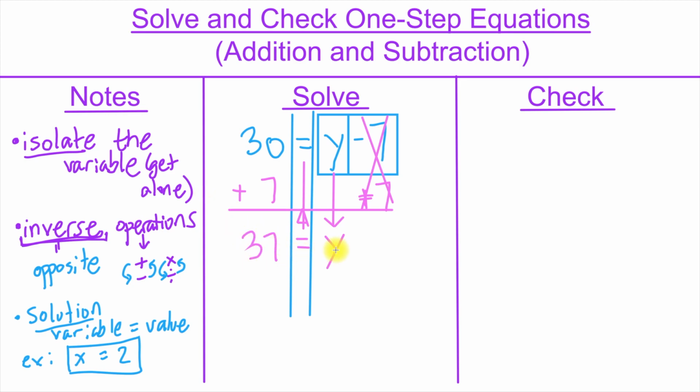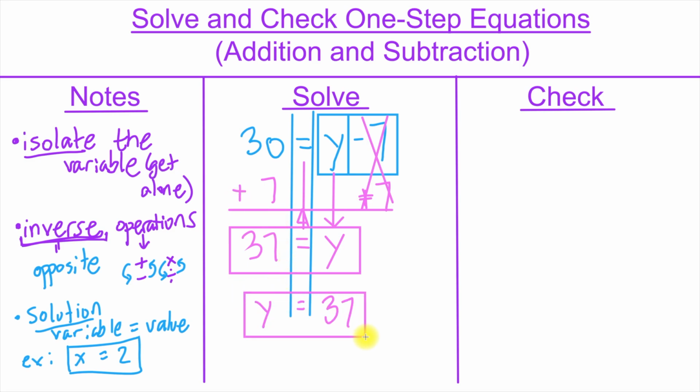So we've got 37 equals y, and though it might not look like it, this is a solution because even though it's in reverse, I still have a variable equals a value. I could also just reverse it and it would mean the same exact thing. So if I had y equals 37, this would be the same exact thing. Either one would be acceptable.